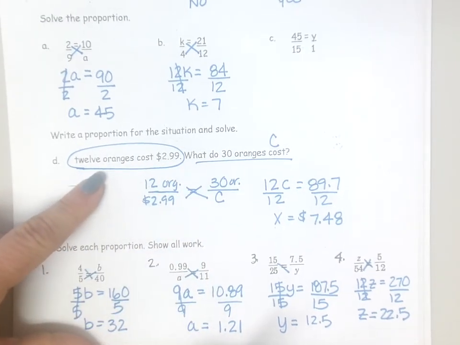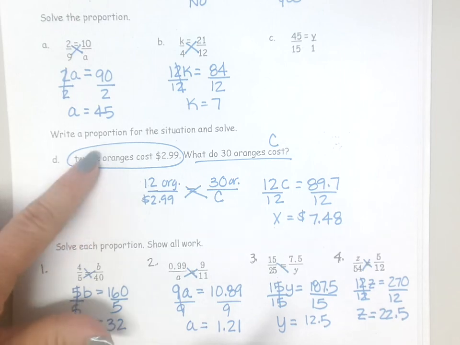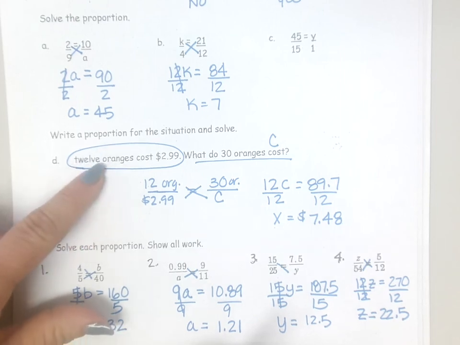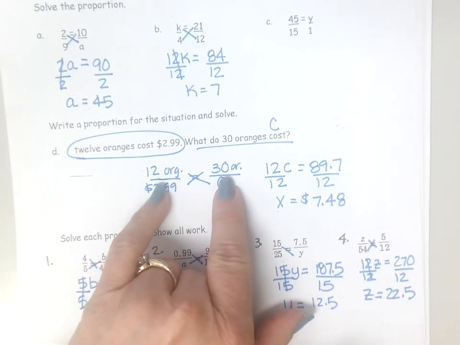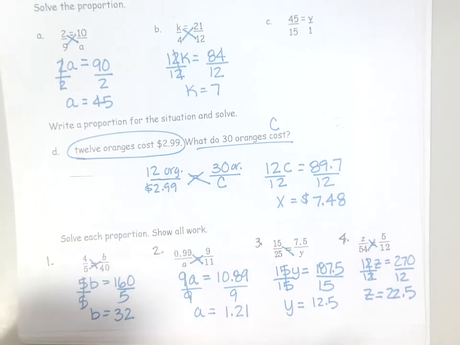Okay? So just remember, when you're setting up a proportion, if it's a story problem, you're going to have 1 ratio on one side, set it up however you want with the ratio. It doesn't matter what goes on top and bottom, just make sure that the right side matches on top with the left side. So oranges with oranges, money with money on the bottom.